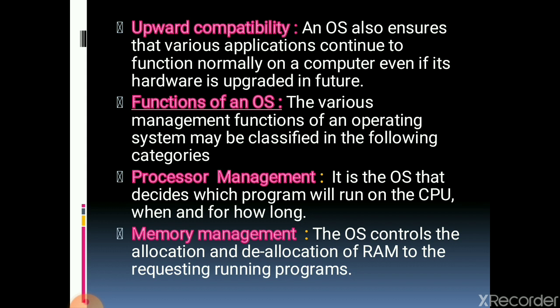Next one is memory management. In memory management, the RAM is a limited resource, and some systems have 4 GB, 8 GB, or 16 GB of RAM. The operating system is going to allocate and deallocate RAM to the requesting programs. It will decide how much RAM is required for each program, and in order, it will allocate the RAM to different programs, which is called memory management.